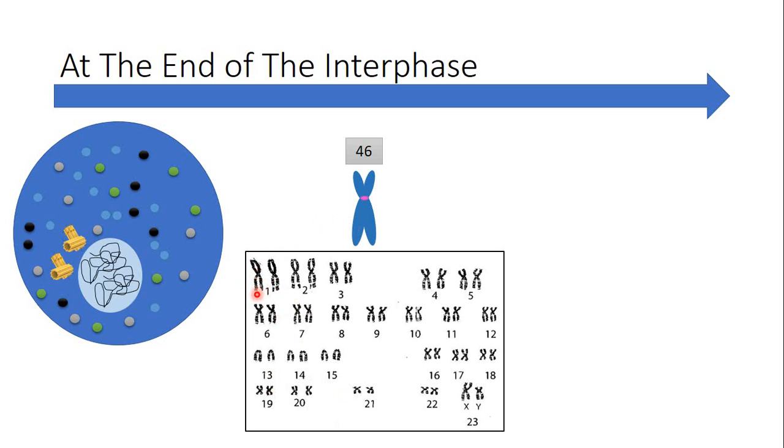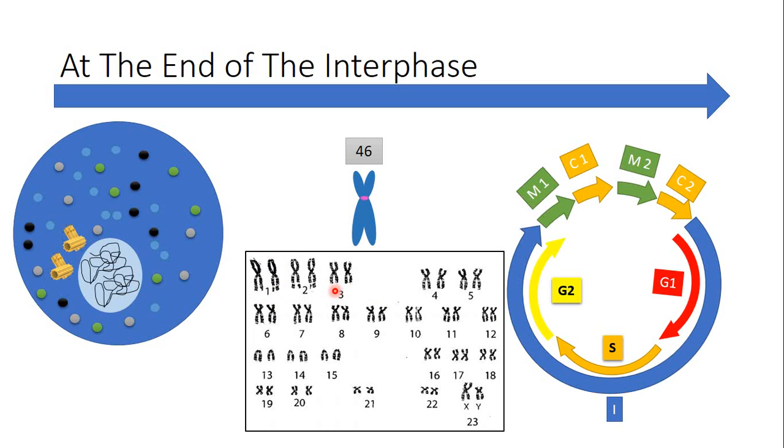So this is the first chromosome, this is the first pair. I have 23 pairs of chromosomes. This is the first pair, second pair, third pair, and every pair is made up of 2 chromosomes, and every chromosome is made up of 2 sister chromatids. So the DNA material is doubled. This is the end of the interphase.